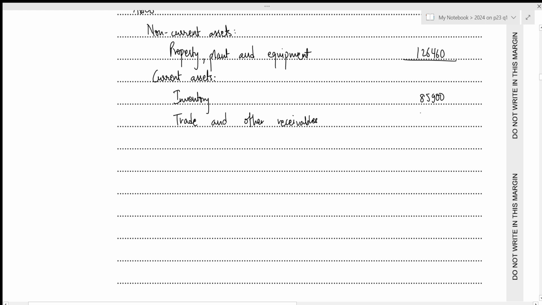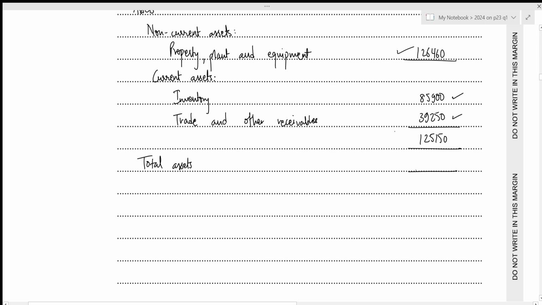We calculated the total to be 39,250. Let's calculate the total for the current assets. That will be 85,900 plus 39,250, which results in 125,150. Now we need to calculate the total assets. That will be the total non-current assets plus the total current assets.